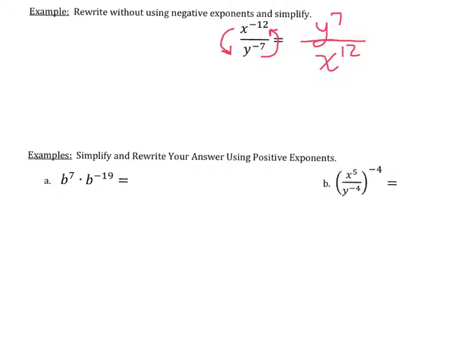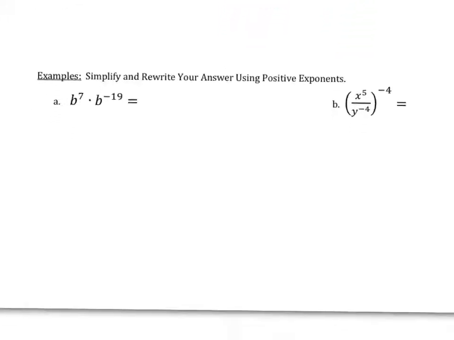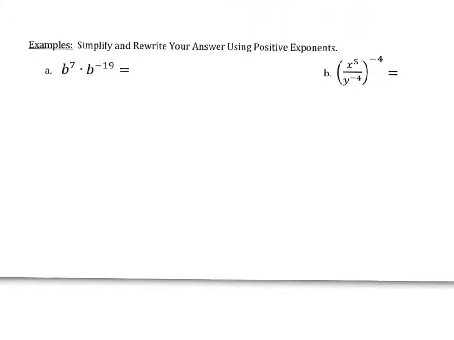Now that we're used to using these rules, I want to combine all the rules that we've covered so far in order to help us simplify expressions. For instance, in these next couple of examples, in the first one, I have b to the 7th times b to the negative 19th. Before I start using that negative exponent type stuff, I'm going to use my other rules from the previous video to help me simplify.